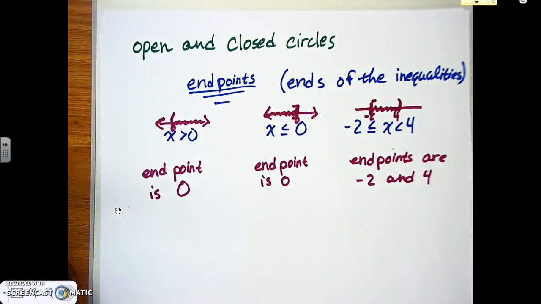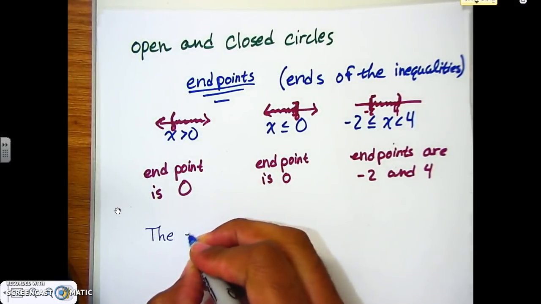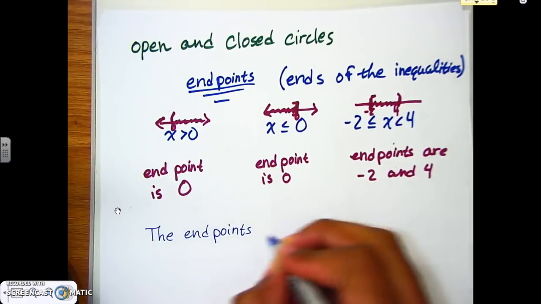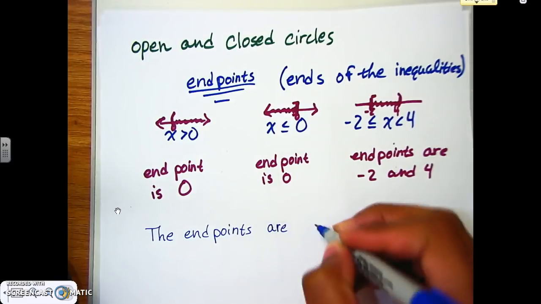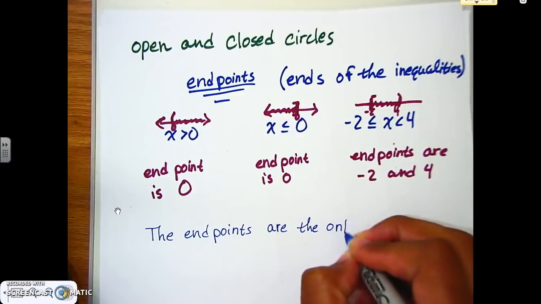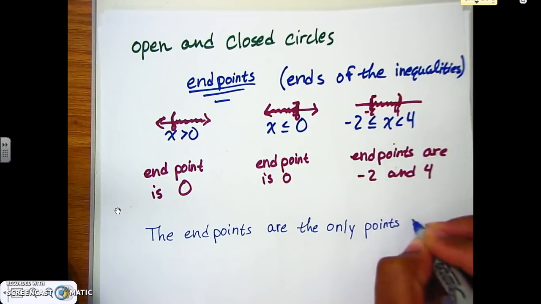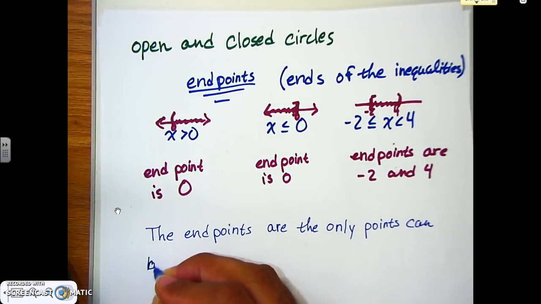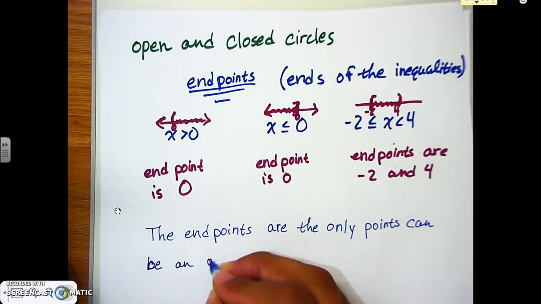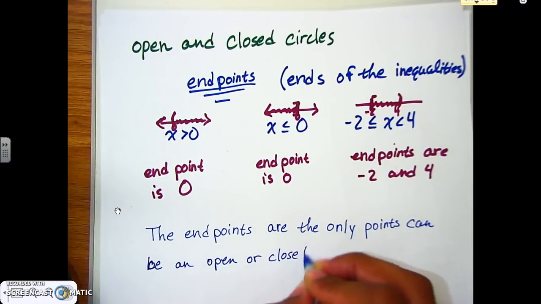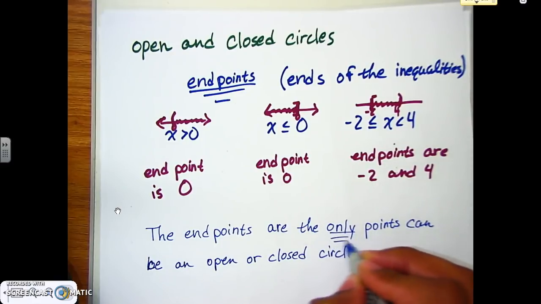Those brackets and parentheses are going to come in handy, because they help us know whether we're dealing with open and closed circles for these endpoints. Now, for the endpoints, I'll write this down in blue. For our endpoints, they're the only points that can be an open or closed circle. That's the only one that can be open or closed.